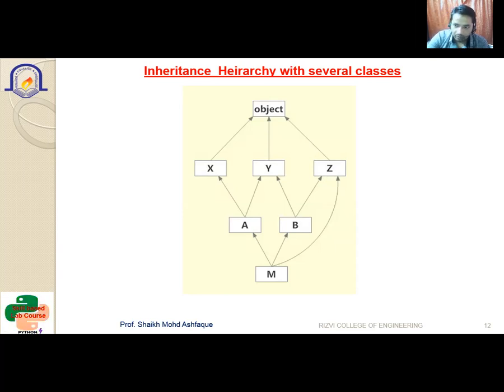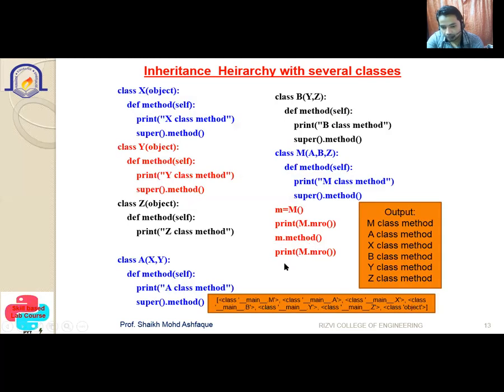So how will the MRO work? MRO will work on its principle as it is said. Otherwise, if you want to check it, you can use the method. Whenever you use that method, don't look at the program, only see the output. What is the output of the MRO method? Here you can see the rectangular box output, right? Where it is written class main M, class main A, class main X, then class main B, then class main Y, then class main Z, then class main object.